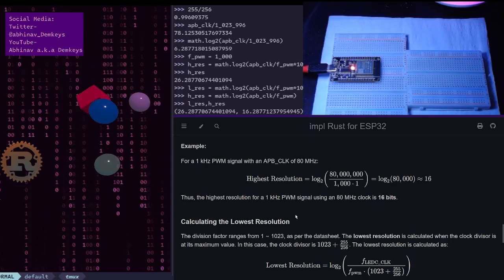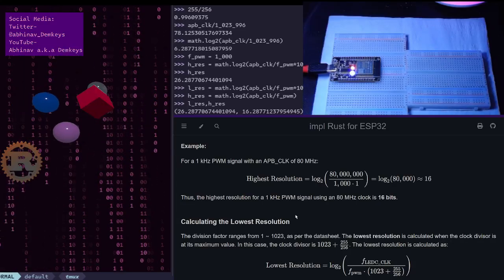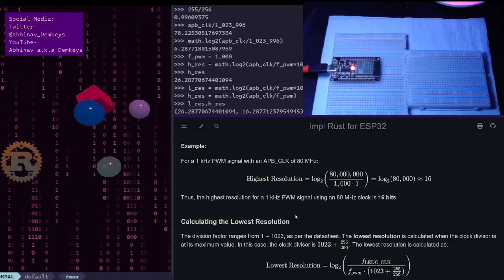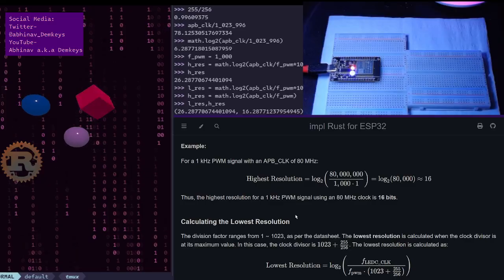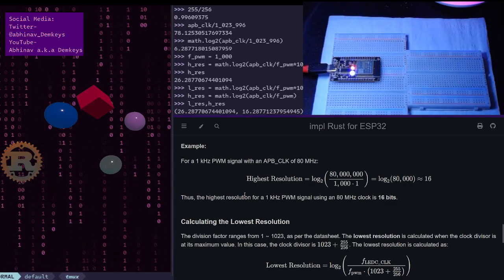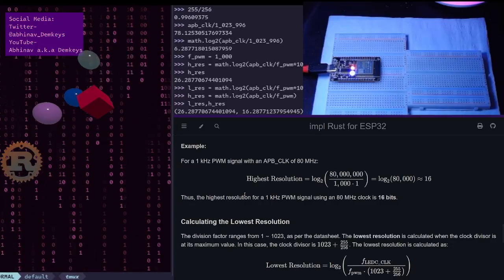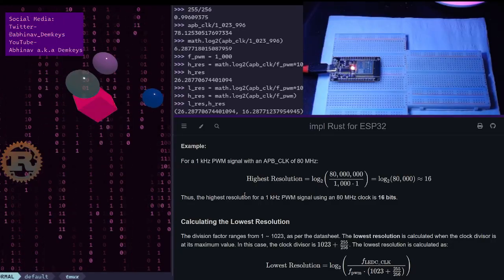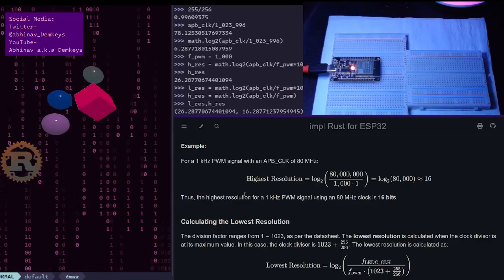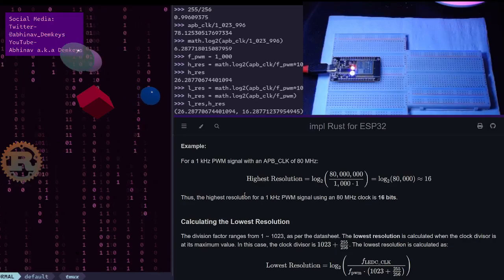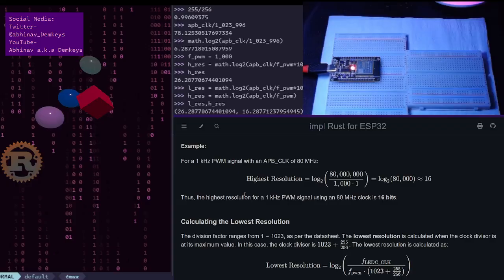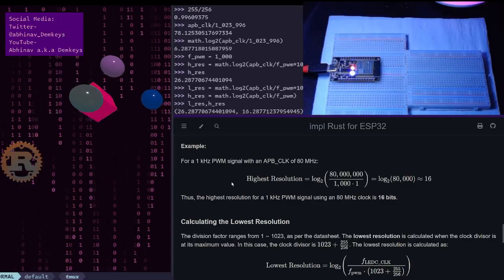Let me open up the ESP32 Impl Rust dev environment. Let's open this. You need to scroll down to PWM, LED PWM controller, and then here I need to take a screenshot of this. Okay, let's do that.